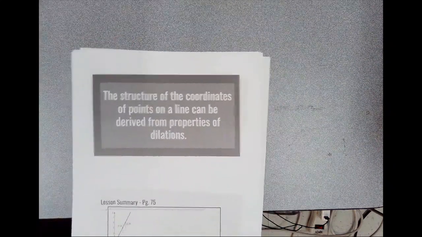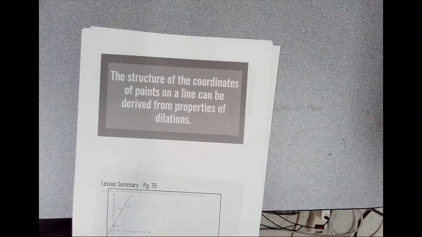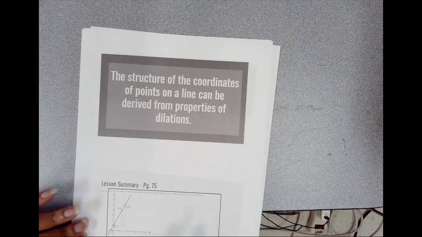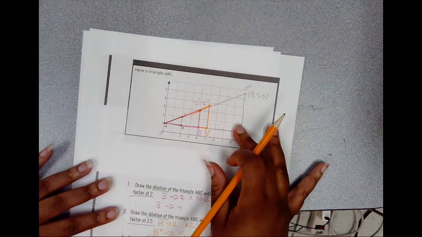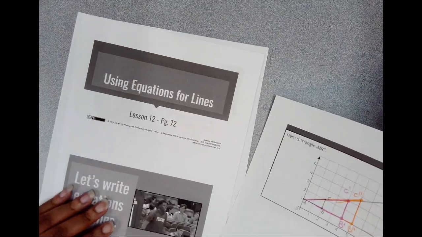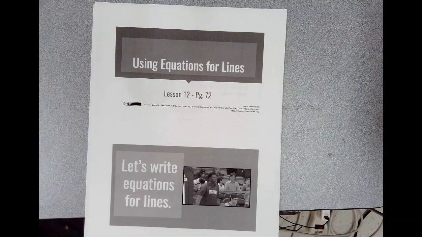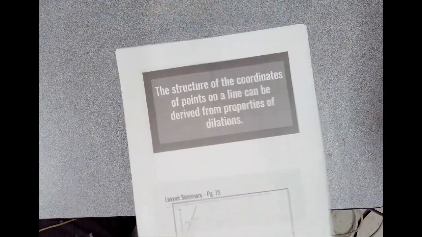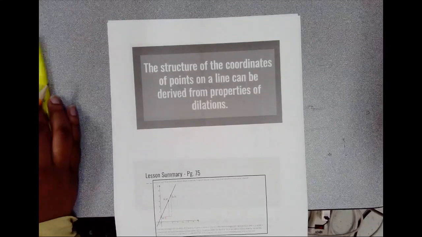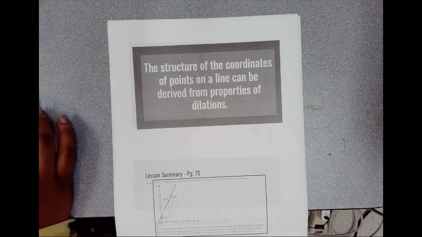So the big thing we need to understand, especially with the last activity, is that the structure of the coordinates of the points on the line can be derived from properties of scale of dilations. So these are all dilations of each other. If you look at any of the previous activities that we've done, like with lesson 10, when we looked at all of those triangles on a line, all of those triangles were dilations of the original. It's either a bigger one or a smaller one. So we can use what we know about dilations, which comes from transformations, to help us find slopes of lines.